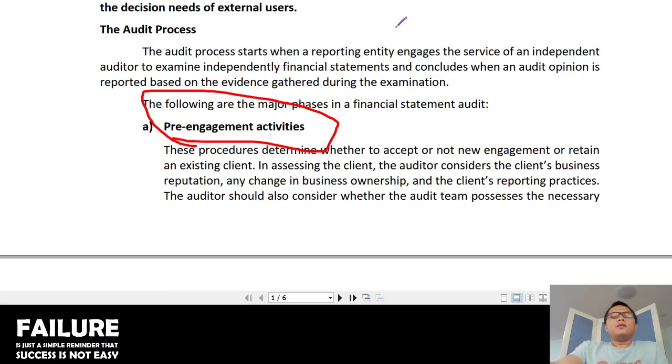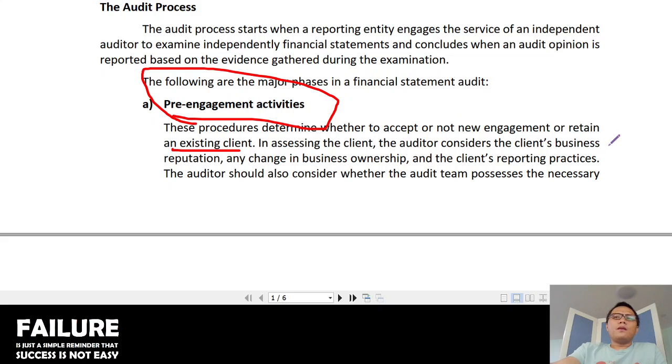So, pre-engagement activities, dito mangyayari yung basically evaluation of the client's business, evaluation of the client, and the decision process whether or not to accept the engagement. Okay? Whether or not to accept the engagement. Or, in case of yung mga retainer transaction, kumbaga ikaw yung auditor nila for how many financial years, financial reporting periods, whether to retain or not, no?